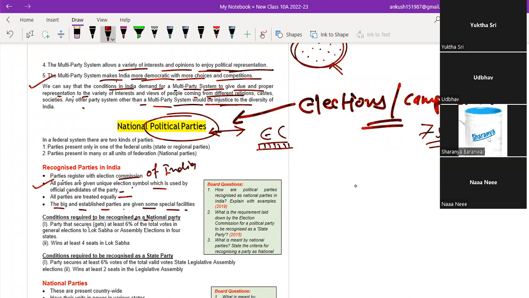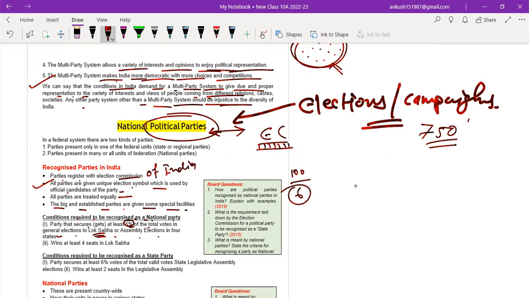So the party that secures at least 6% of the total votes in general elections to Lok Sabha or assembly elections in 4 states. How many percent does it require? Only 6%. Let's say there are 100 people and only 6 people cast their vote for a party, so that party would become the recognized national party. The Lok Sabha elections are called the general elections, and that party must win at least 4 seats in Lok Sabha, whether they are in the same state or in different states, it does not matter. Are you getting the point?